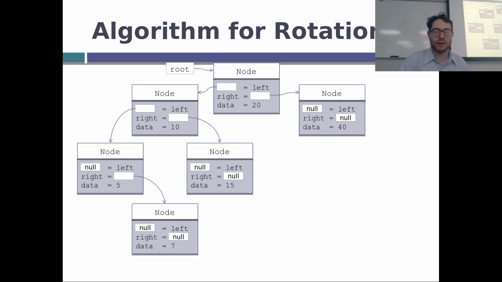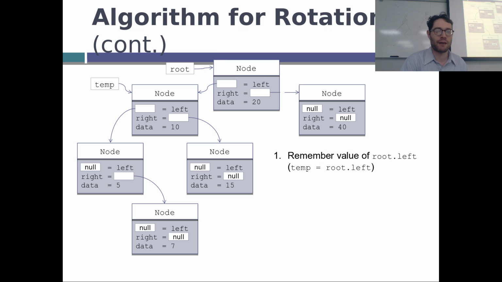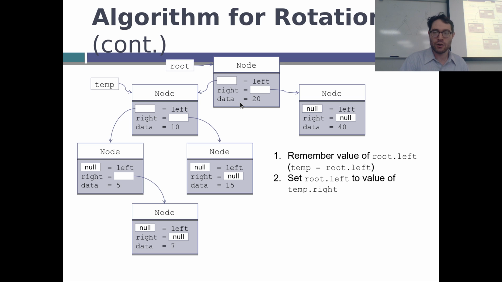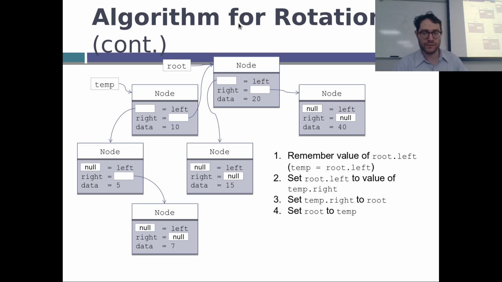We start with root, right? We grab root.left and we say root.left, you're temp, right? Okay? So we store our left child. We grab our left child's right child. Okay? Everybody see how that arrow moved from pointing to here to pointing to here, right? And now temp says my right child is root. Okay? And then we say temp is the root.